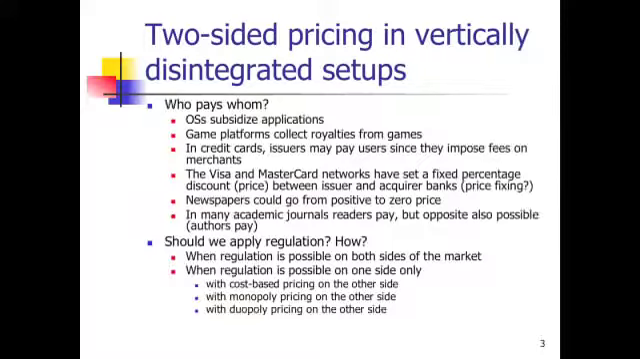If you look empirically at who pays whom, you see different results. For example, operating systems like Microsoft Windows subsidize the applications that run on Microsoft Windows. The game platforms, on the other hand, collect royalties from the software of the games. In credit cards, issuers may pay users and then impose the fees on the merchants.